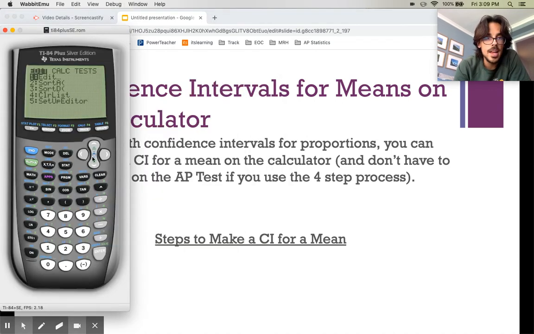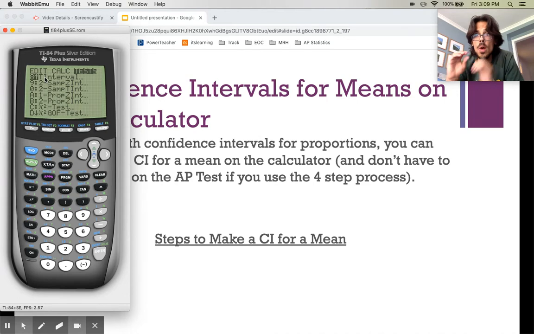We're going to go stat and tests, just like we did before. This is going to be our new favorite menu here. We already learned choice A, 1 proportion z interval. There's going to be another command, number 8, that is called a t interval. So as of now, we know A and we know 8. Those are our two for this chapter.